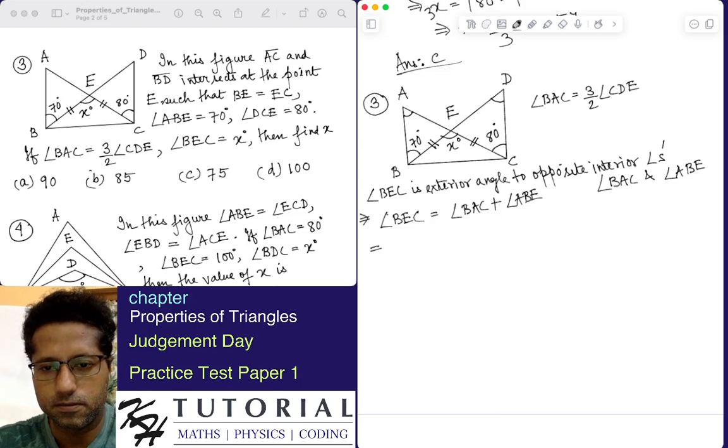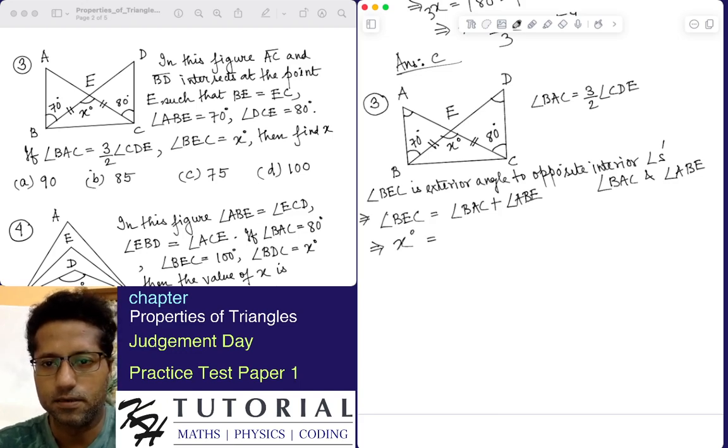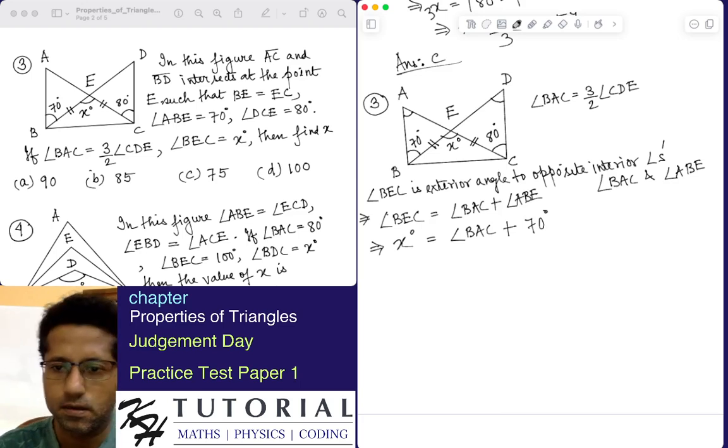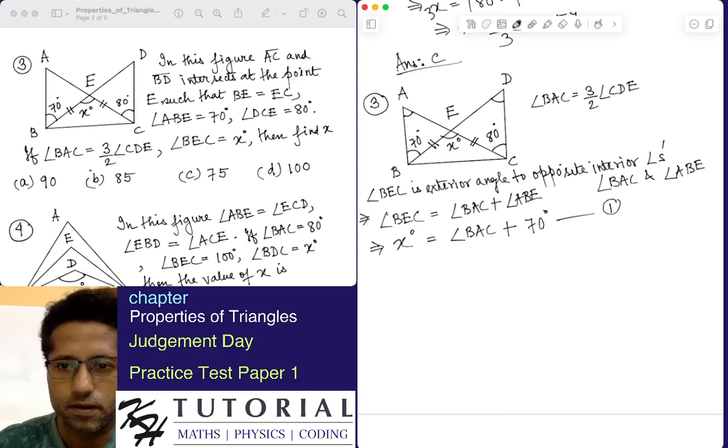Now this implies that angle BEC is x degrees, and angle BAC, let it be angle BAC, and angle ABE is given to be 70 degrees. So we have this. Okay, so let this be equation 1.